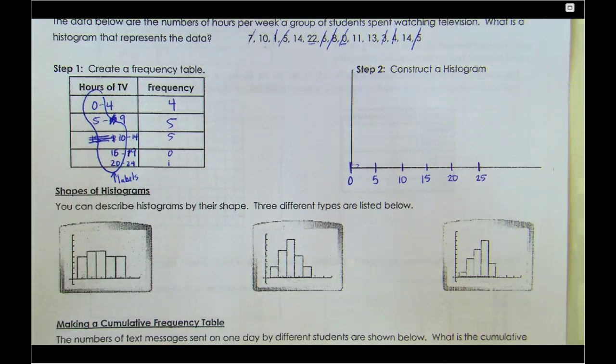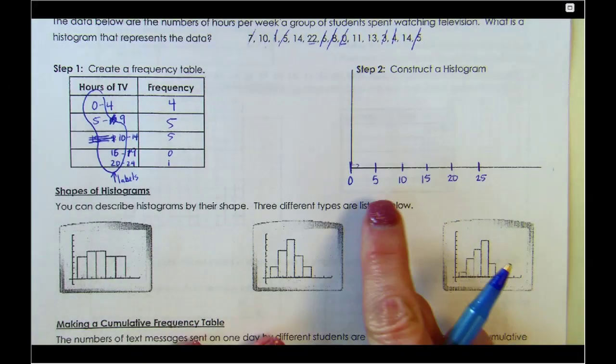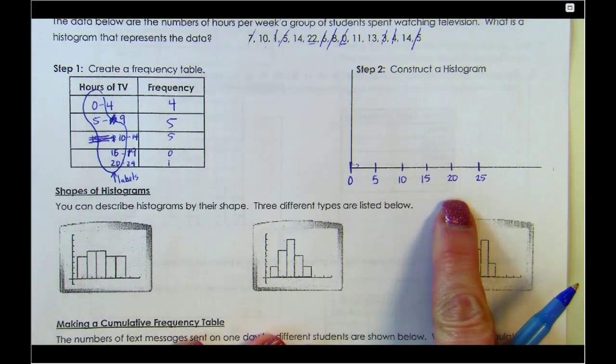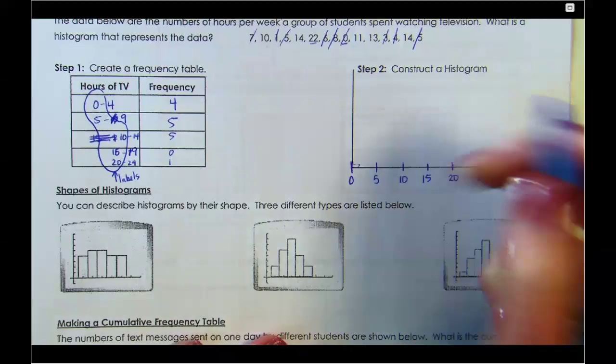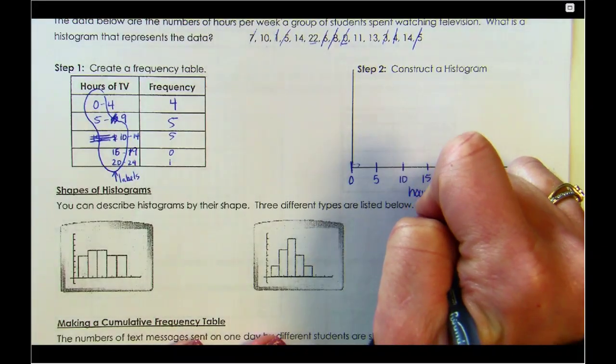Because you can't just have an open bar hanging out there. Okay, so let's label this. What are these? I know it's X. What does it represent? Hours. Yeah, hours. So we're just going to go hours.